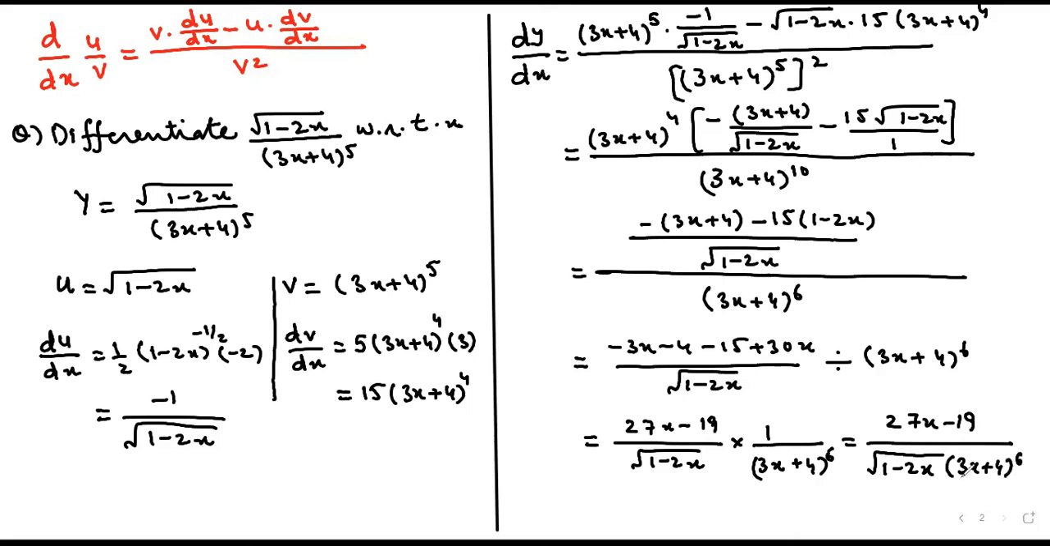This one is all about the quotient rule. The main task in these questions is to write down the answer in the shape which is required, in the required shape. That is to simplify, to take common.